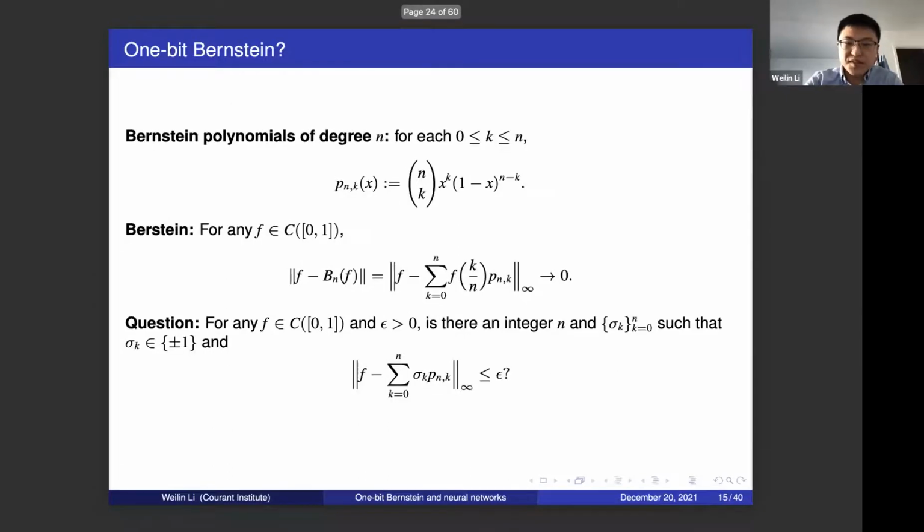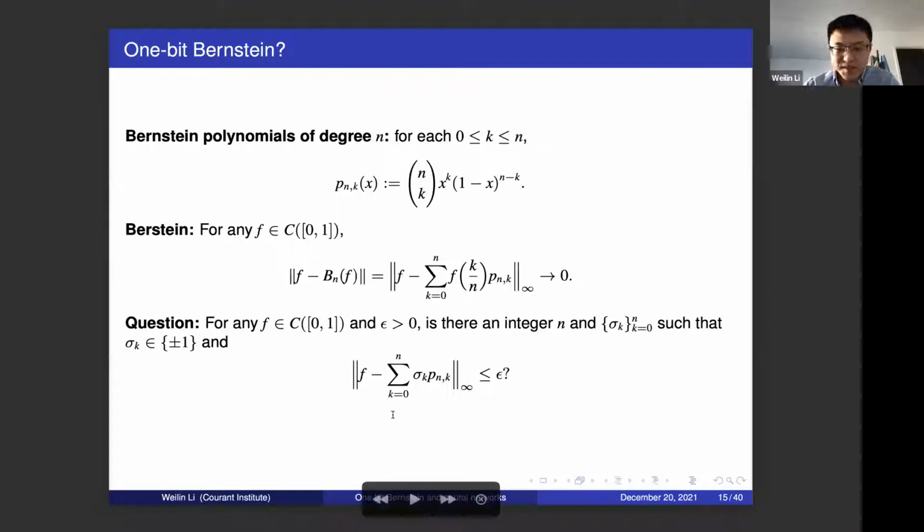The question is, for any continuous function and epsilon, can we find a sequence of plus and minus ones for which, now, instead of using these as the coefficients in my linear combination, I only want to use plus and minus 1? Okay. Now there's a problem with this question. Well, there's 2, and this question can't be true for kind of simple reasons.